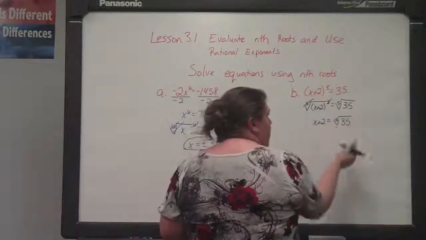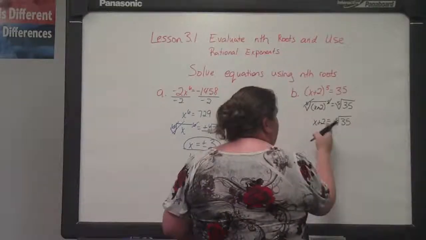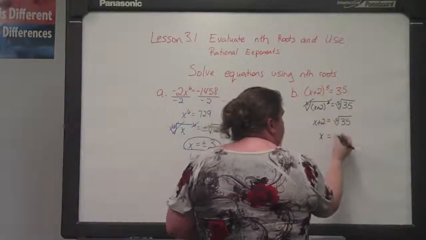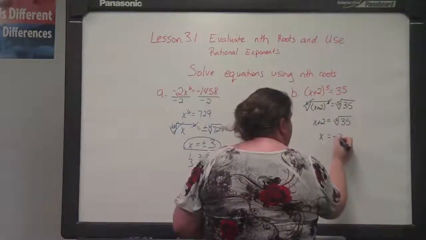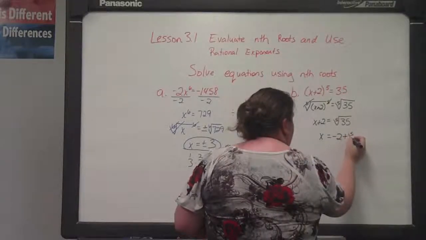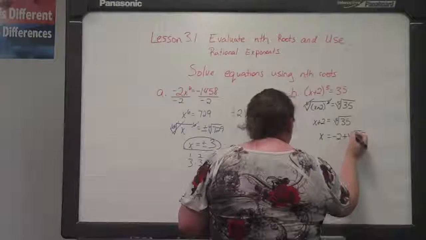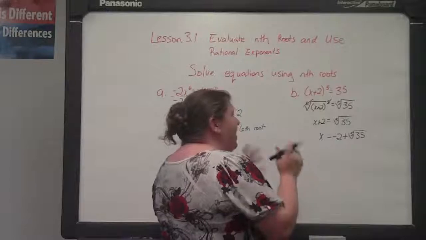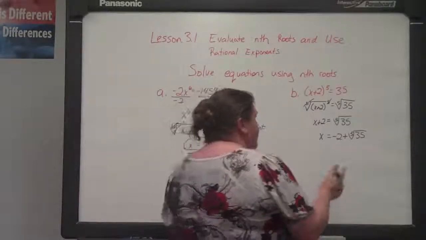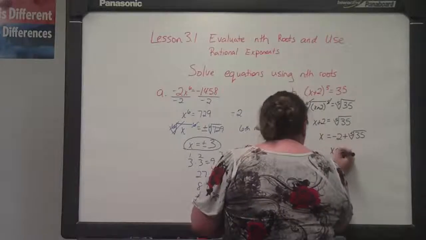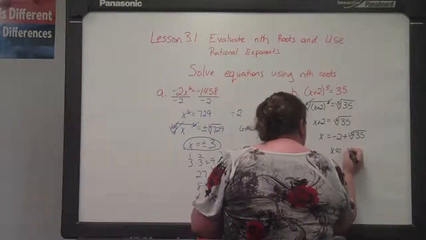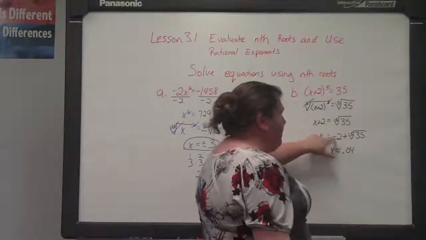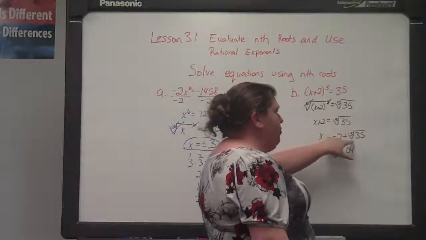Now again, we want to solve for x, so I'm going to say x equals. I have a positive 2 right now, but to get it to the other side of the equal sign, I have to change the operation, which gives me negative 2 plus the 5th root of 35. If you have your calculator, you can plug that in to find your answer, and the answer would be approximately 0.04. But if you don't have your calculator, I would be fine with negative 2 plus the 5th root of 35.